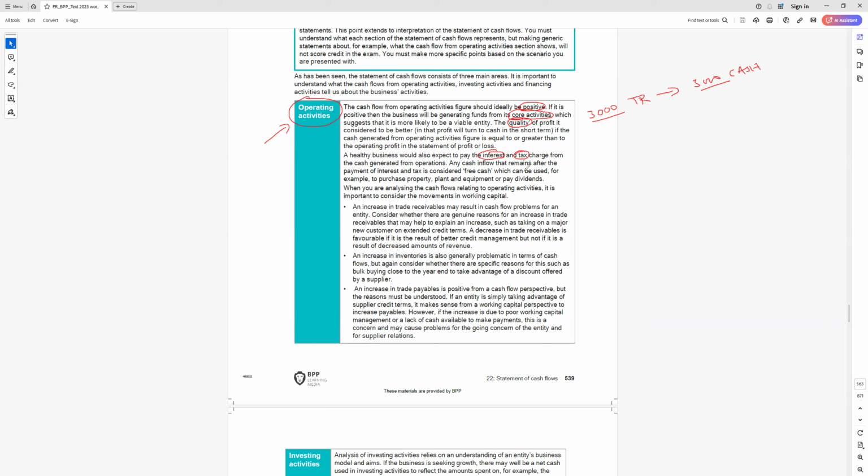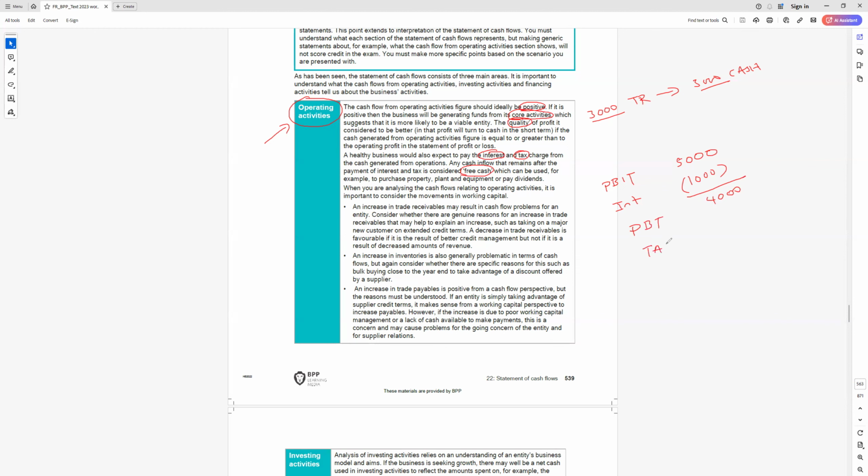Any cash inflow that will remain after the payment of the interest and tax is considered free cash. Now, free cash, for example, we say PBIT. That means profit before interest and tax. Let's say profit before interest and tax is 5,000. Then we minus the interest because interest is an allowable expense. So let's say interest is 1,000. Then we have 4,000 left. We call it PBT, profit before tax.